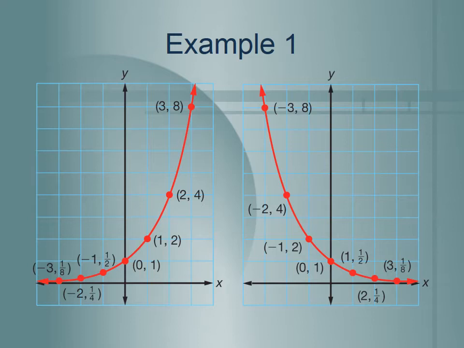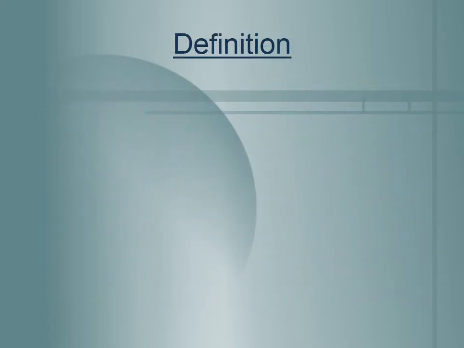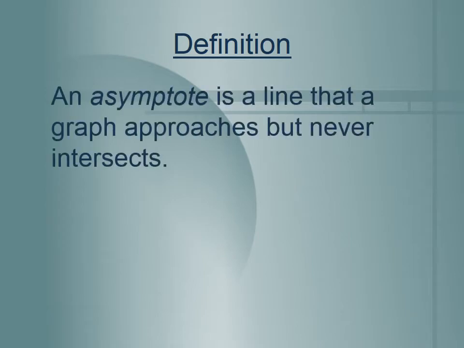So if you notice, these numbers seem to be approaching or kind of settling off. We call that an asymptote. An asymptote is a line that a graph approaches but never intersects. So if it looks like it's just going to go on and on and on but never really go past that, then it's called an asymptote.